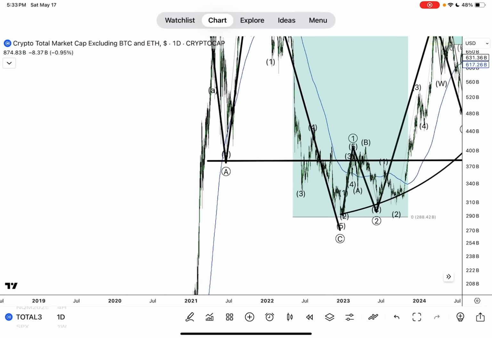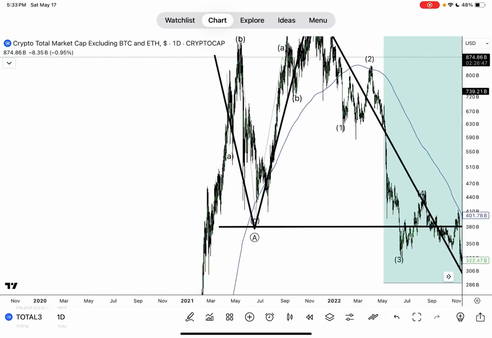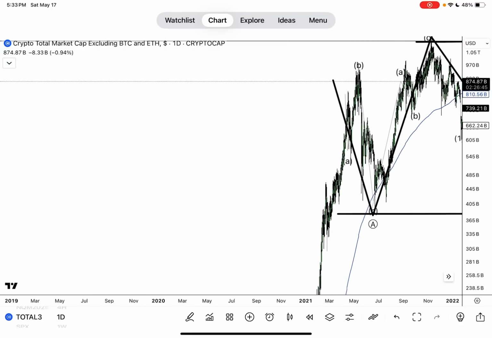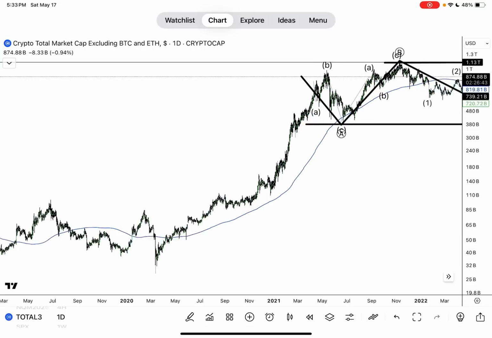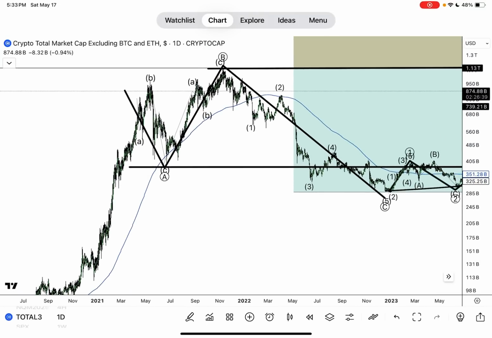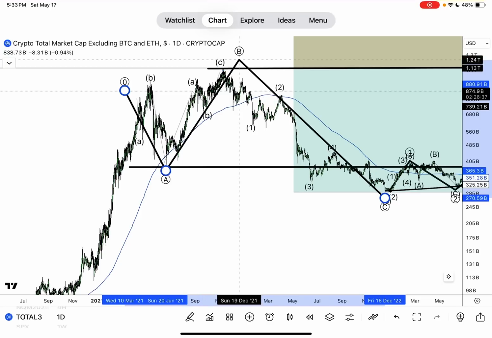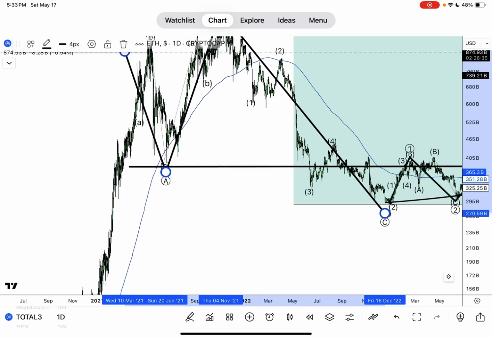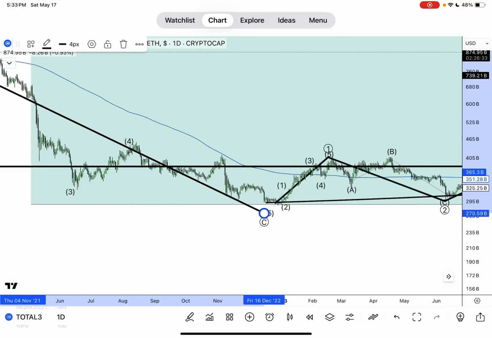Let's take a look at Total 3 over here, going all the way back to 2021. Now, as you guys can see over here, this was just an ABC correction, a 3-wave move down in your A wave, right? A 3-wave move up in your B wave, and then we have a 5-wave move to the downside for the C wave.